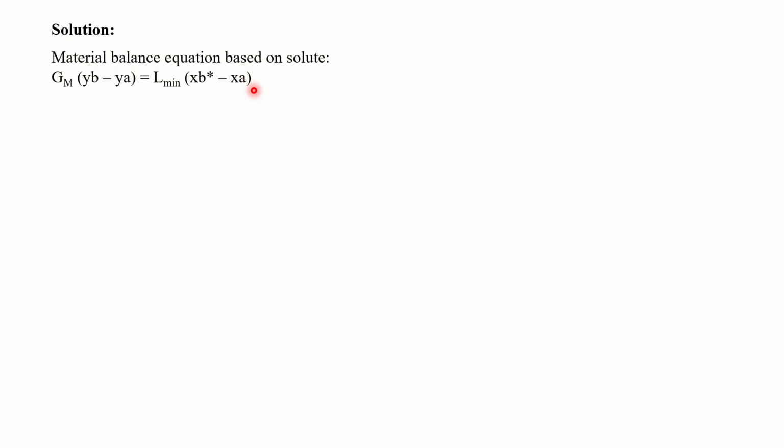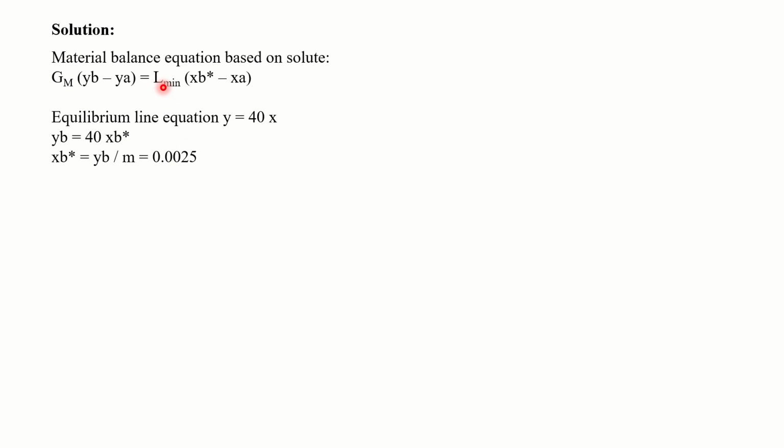Xa is the mole fraction of sulfur dioxide in the inlet stream of solvent, and Xb star is the equilibrium value corresponding to YB. To find L minimum, you need all these data including Xb star, but Xb star is not given in the problem statement. So how to calculate that? We are given the slope of the equilibrium line as 40, so y is equal to 40x. By substituting YB in this equilibrium line, you will get Xb star, the equilibrium value corresponding to YB. By substituting that, Xb star comes to around 0.0025.